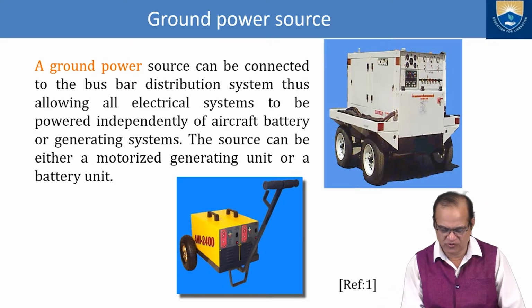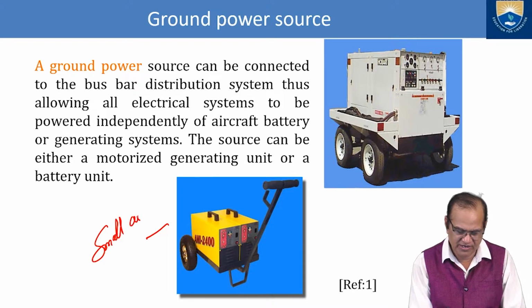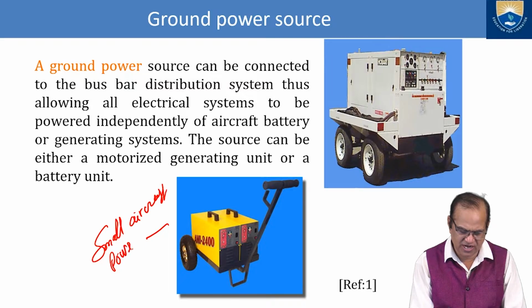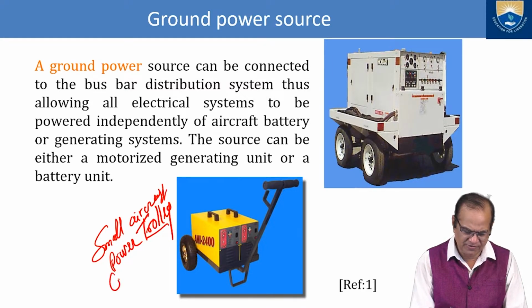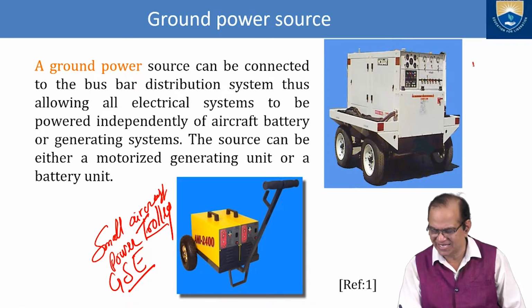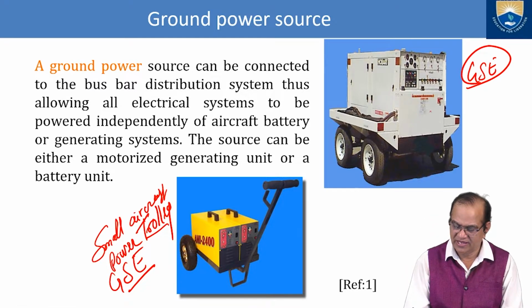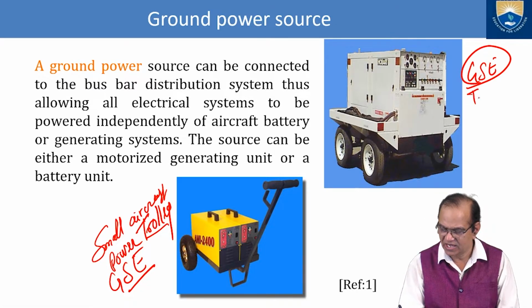This ground power source is for a small aircraft. It is called a power trolley. It is part of the ground support equipment, a GSE part. This is also a GSE, but you cannot handle it by hand. For this you need a mobile vehicle, maybe a truck or a tractor.